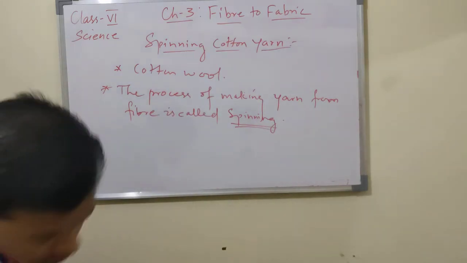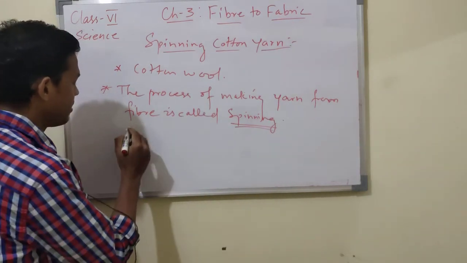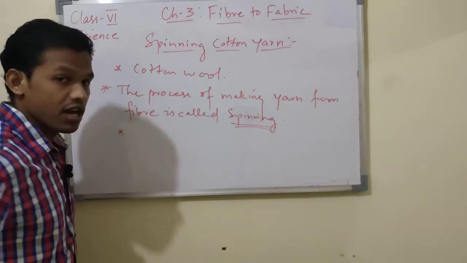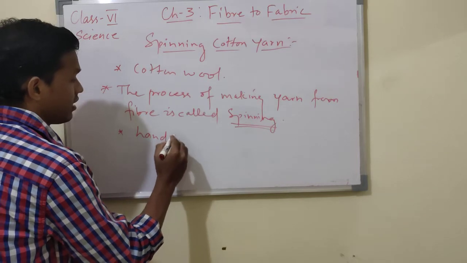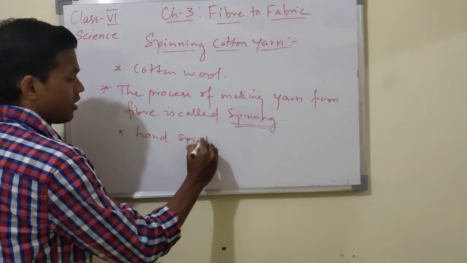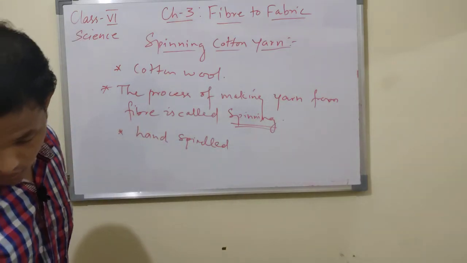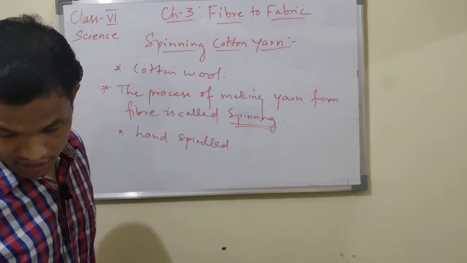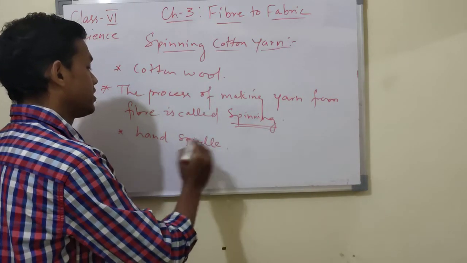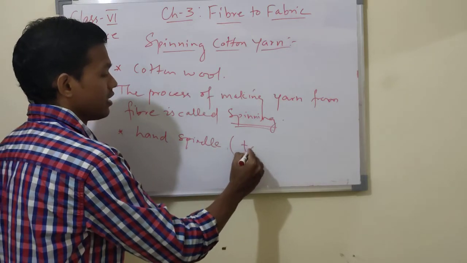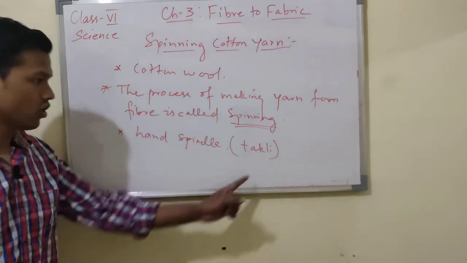These are done by a simple device known as what? Hand spindle. This simple device is called a hand spindle. A hand spindle is also called Thakli. These are also called Thakli.